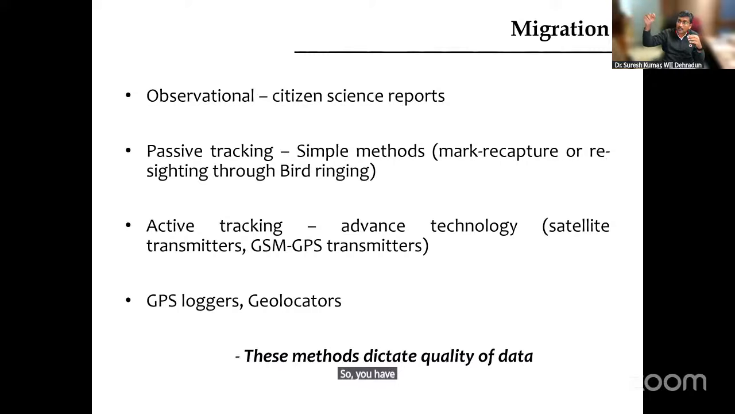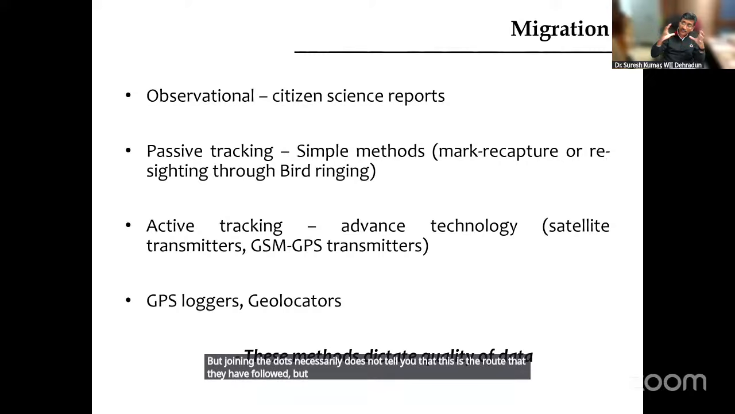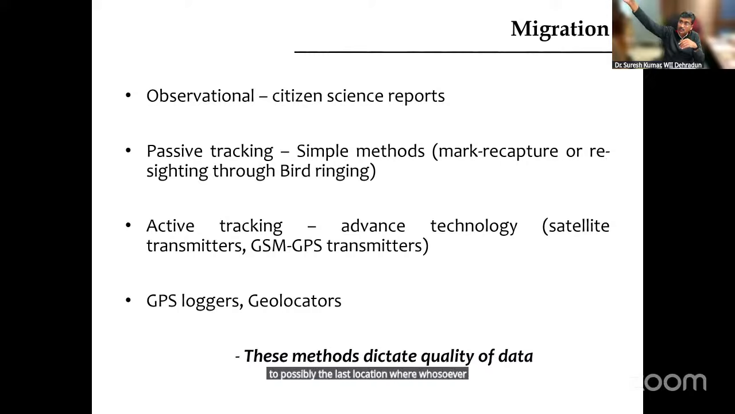So you have to join the dots. But joining the dots necessarily does not tell you that this is the route that they have followed, but rather it tells you that these birds are moving from here to possibly the last location where whosoever has reported it or resighted it.